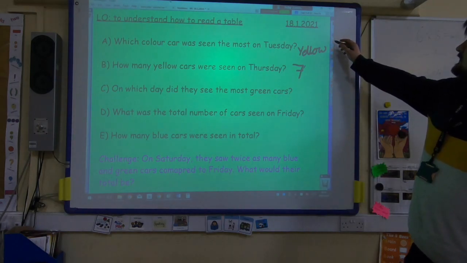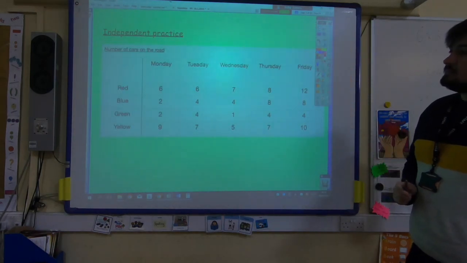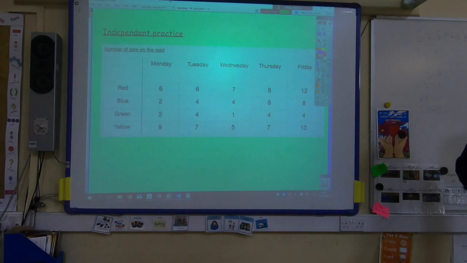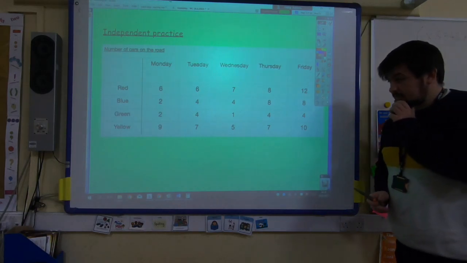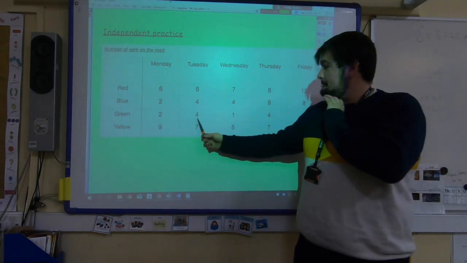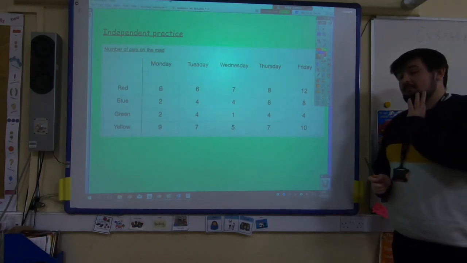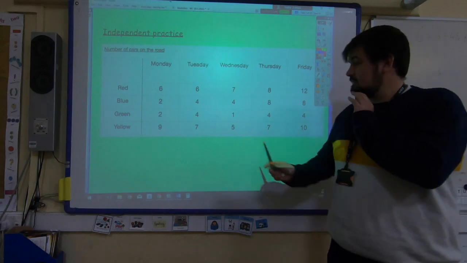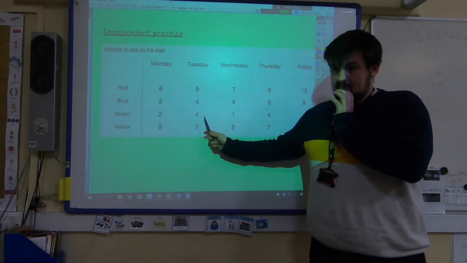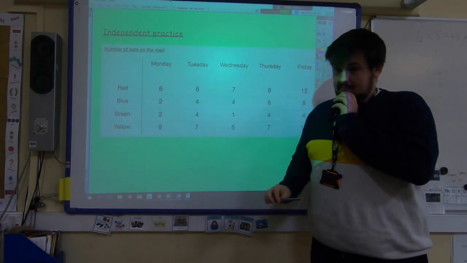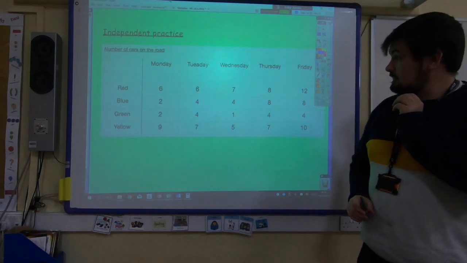Well, on C, you have to look on green. It's 2, 4, 1, 4, and 4. So there's 3 4s that are the same. You have to locate what is the day, and then there's also 2 more, not just 1.